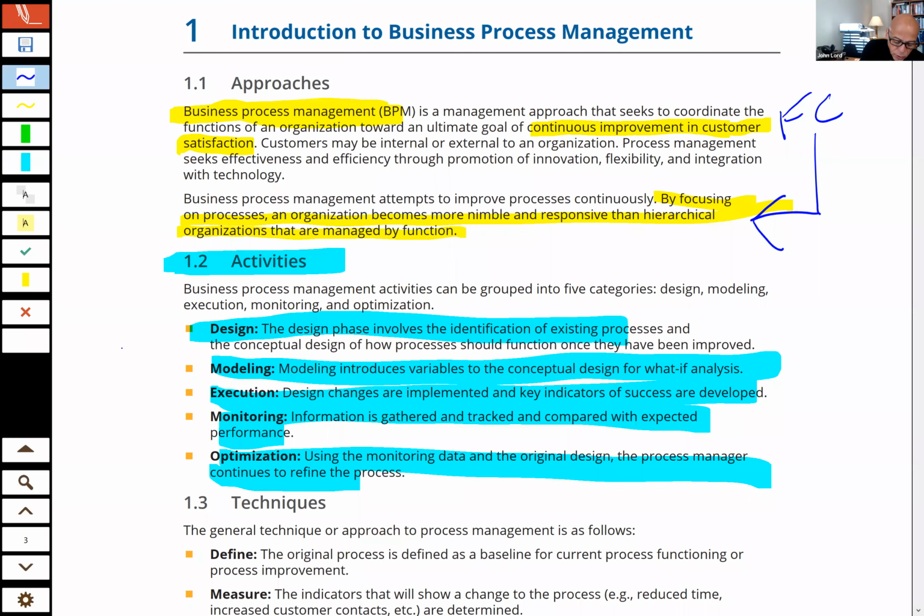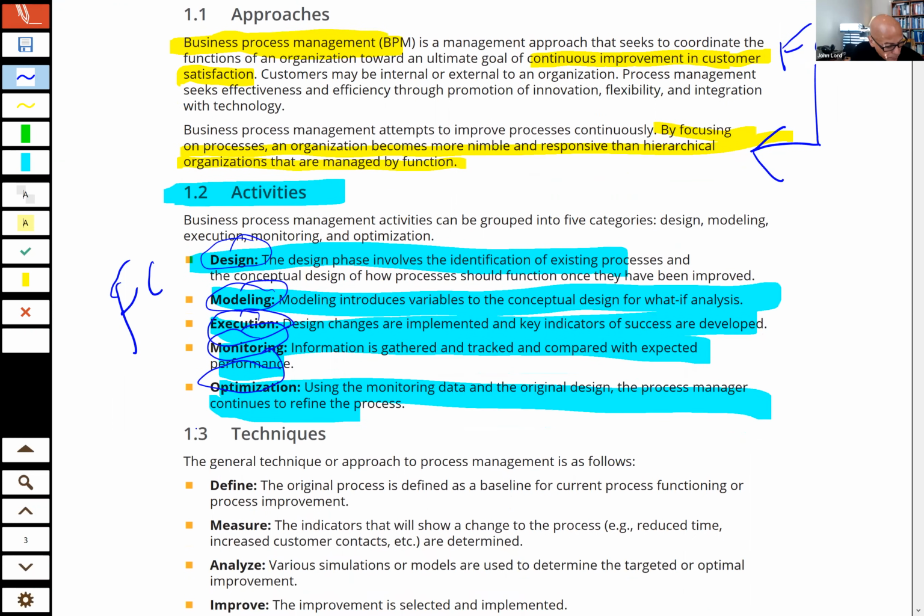continuous improvement. So flashcard, the phases, high level. I don't know that you need necessarily every single word that's there, but you should definitely have the high level: design, modeling, execution, monitoring, optimization. And then if you need a few words to help you remember what those different terms mean, then you can add those to your flashcard. And of course, if Becker has already provided you a flashcard for that, you don't need to make that.